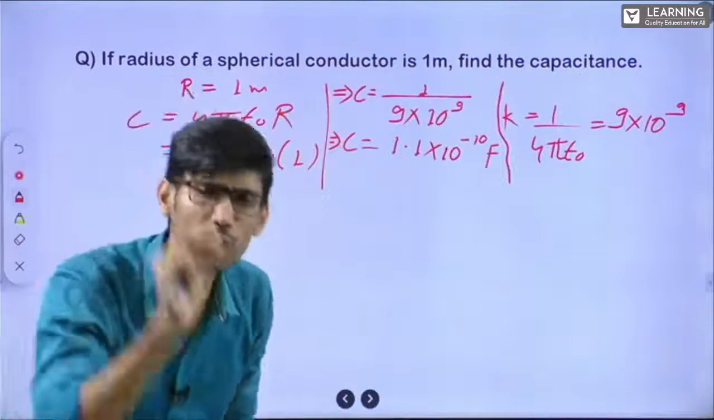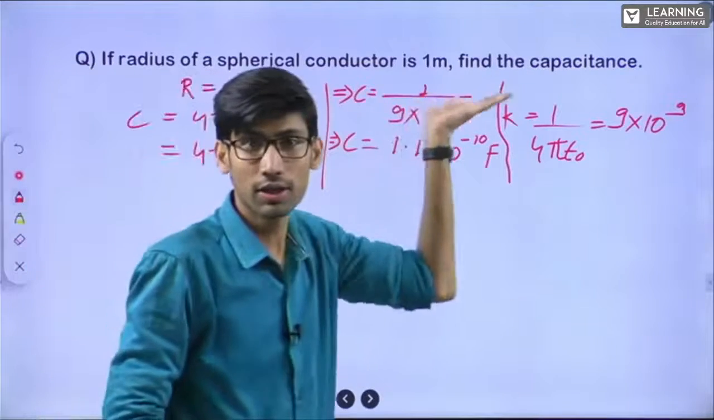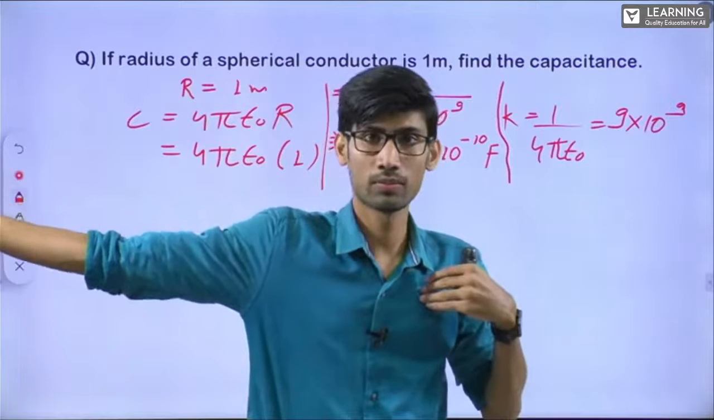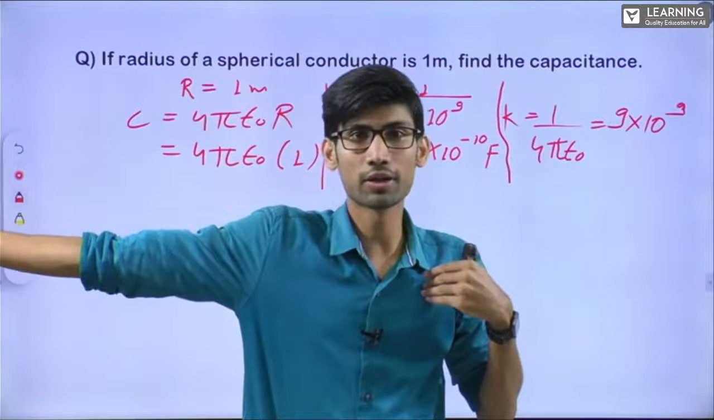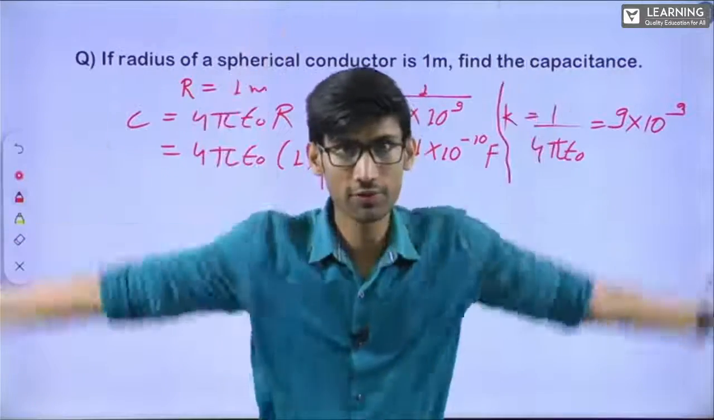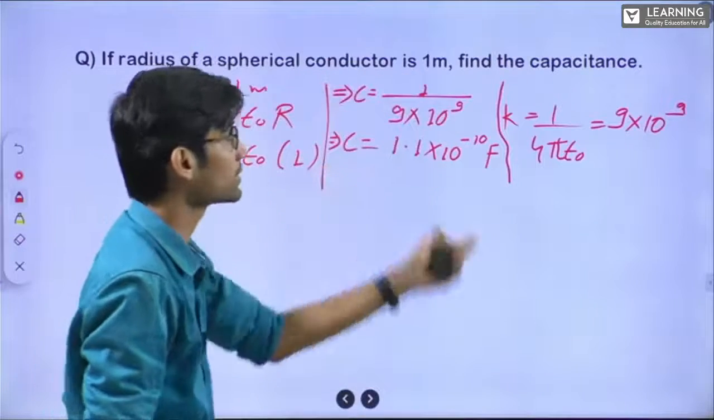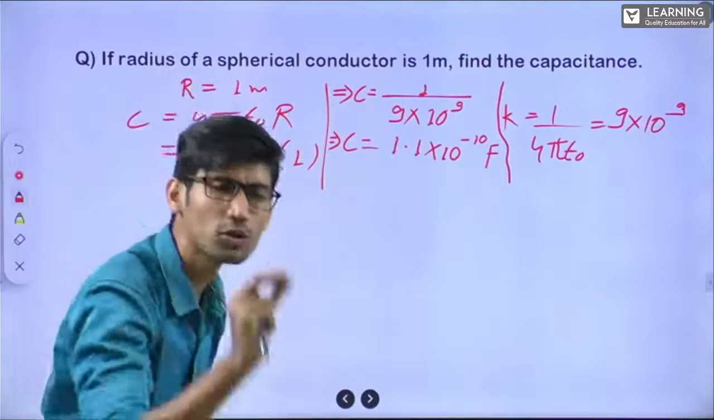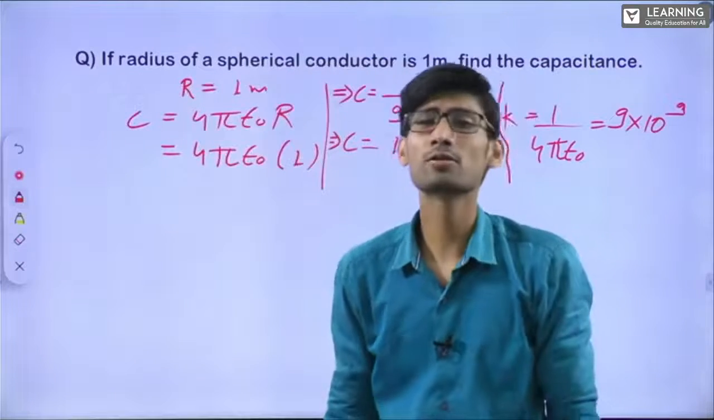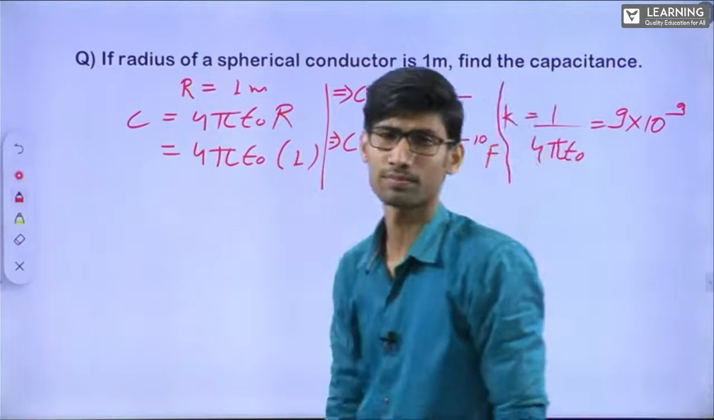So small, so small. If you see the radius of this conductor, this capacitor, it is 1 meter. You know how much is 1 meter? This much big, 1 meter. And if I talk about the sphere, it will be having diameter this much big. This much big sphere, and the capacitance is of the order 10 power minus 10. So small. That's why this capacitor is useless. It is not a good capacitor. The charge holding capacity is very less.